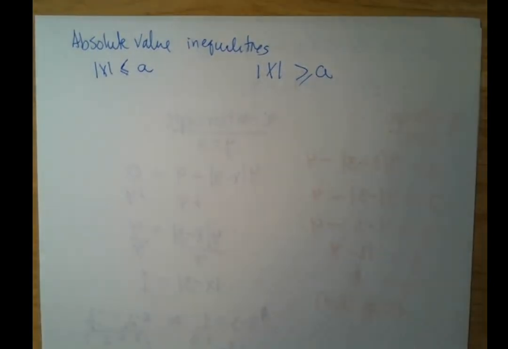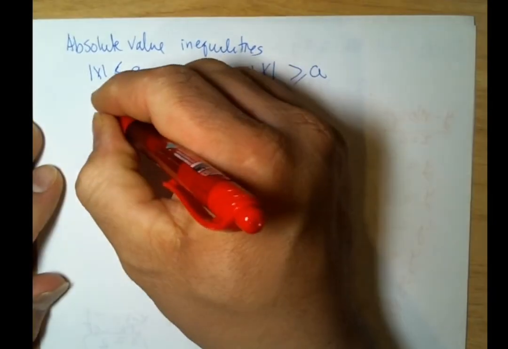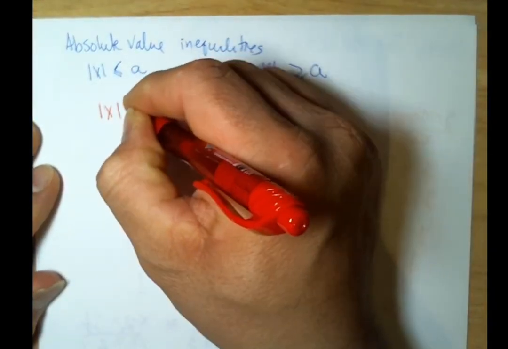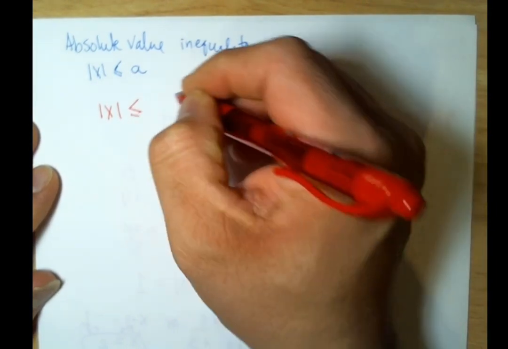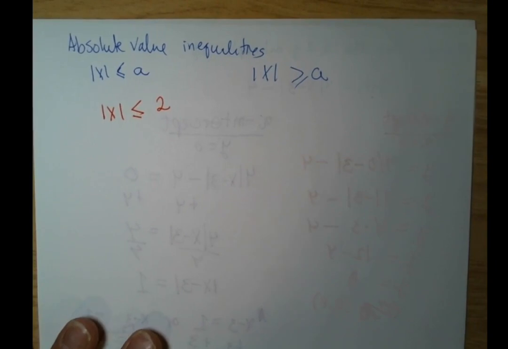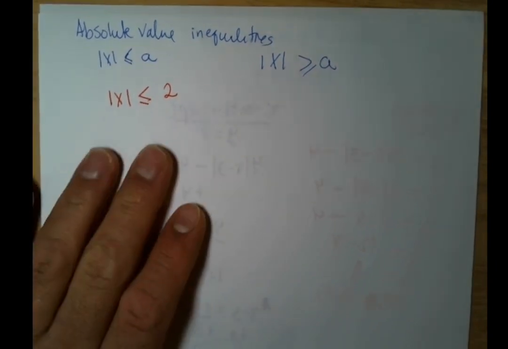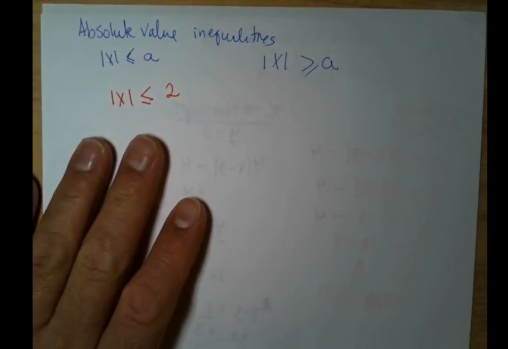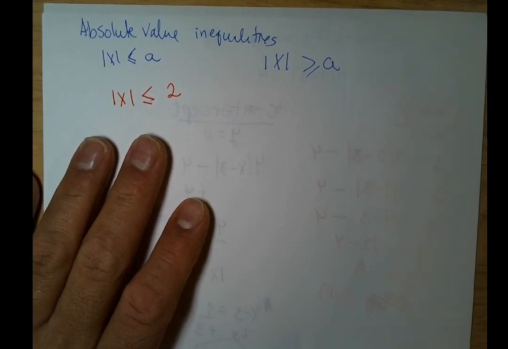So let's replace a with some number. Let's say absolute value of x is less than or equal to 2. And again, you can interpret this like a distance, right? What points are at most 2 units away from the origin?